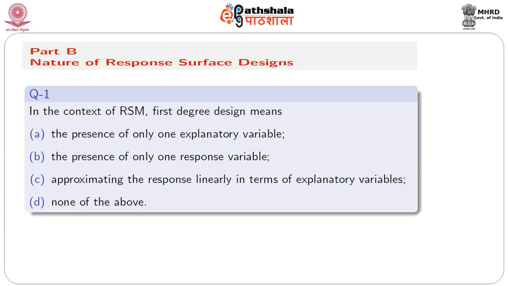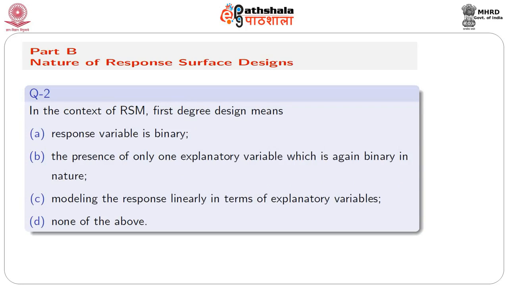When you say first degree, you are talking about linear involving many explanatory variables. Therefore, approximating the response linearly in terms of explanatory variables is the most plausible answer here, 1C. In the context of RSM, first degree means the response variable is binary, the presence of only one explanatory variable which is again binary, modeling the response linearly in terms of explanatory variables, or none of the above.